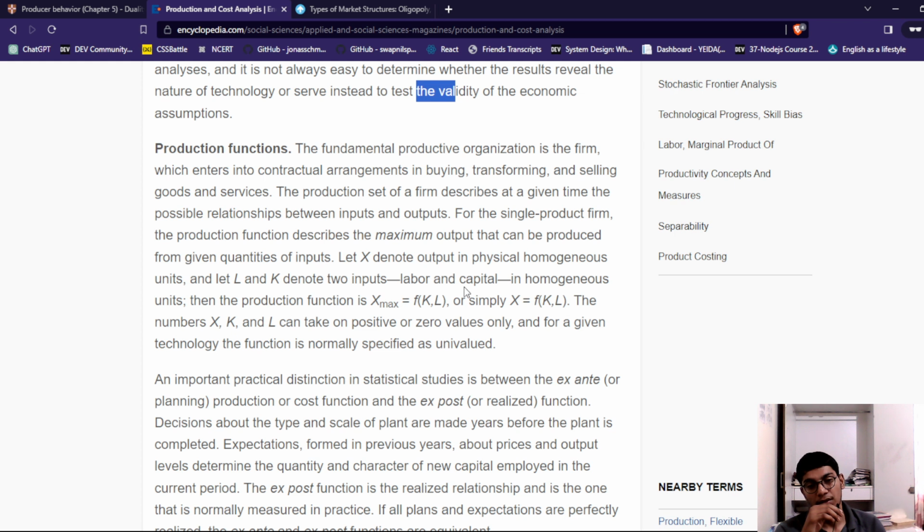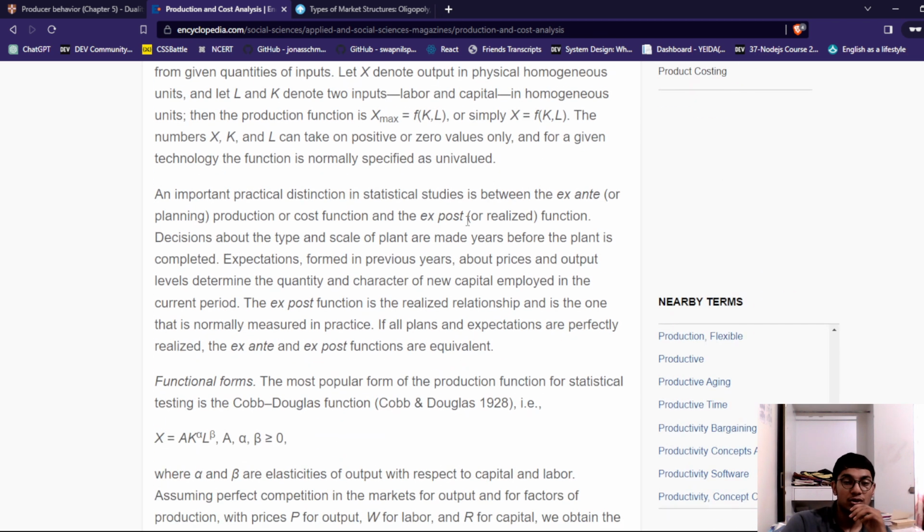An important practical distinction in statistical studies is between ex ante planning and ex post production and cost functions. Decisions about the type and scale of a plant are made years before the plant is completed. Expectations held in previous years about price and output will determine the quantity and character of the new capital employed in the current period. The ex post function is the realized relationship, the one that is normally measured in practice. If all plans and expectations are perfectly realized, the ex ante and ex post functions are equivalent.